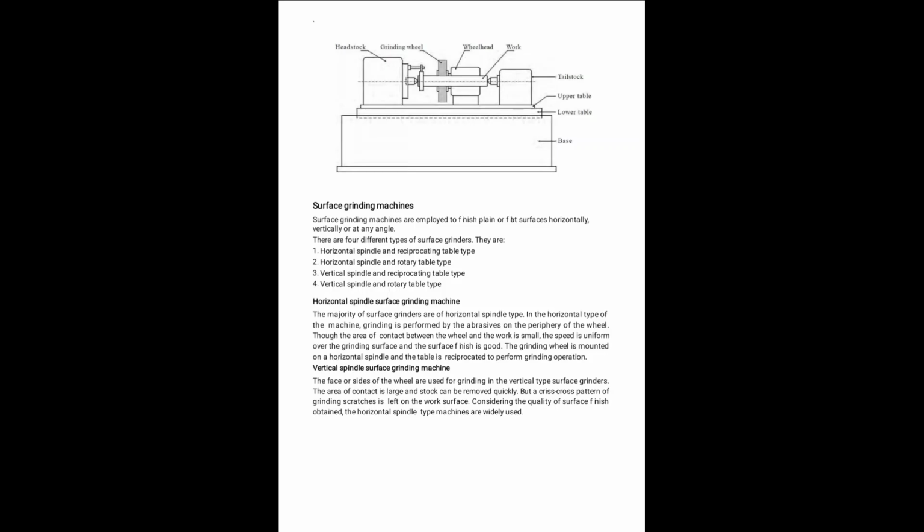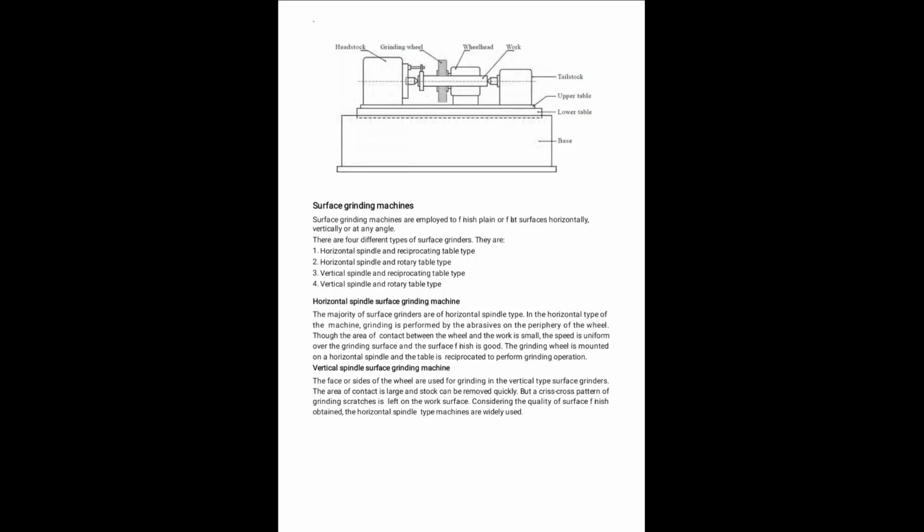The surface grinding machine. Surface grinding machines are employed to finish plain or flat surfaces horizontally, vertically or at any angle. There are four different types of surface grinding: horizontal spindle and reciprocating table type, horizontal spindle and rotary table type, vertical spindle and reciprocating table type, vertical spindle and rotary table type. These different types of surface grinding machines are used for metal removal in different planes.